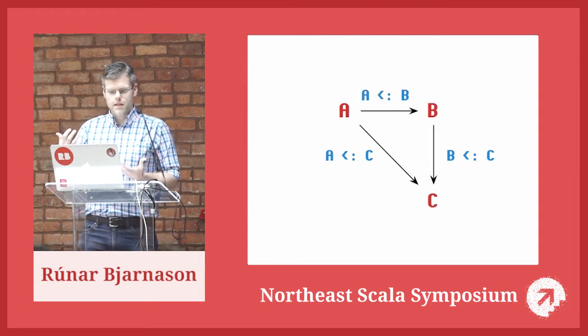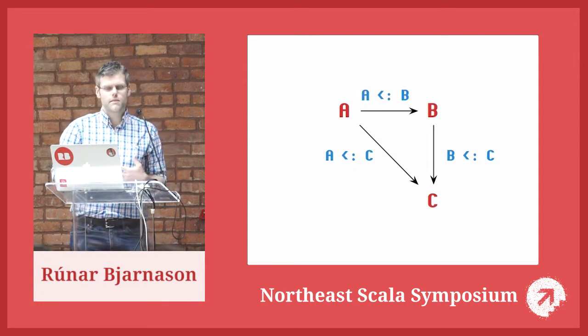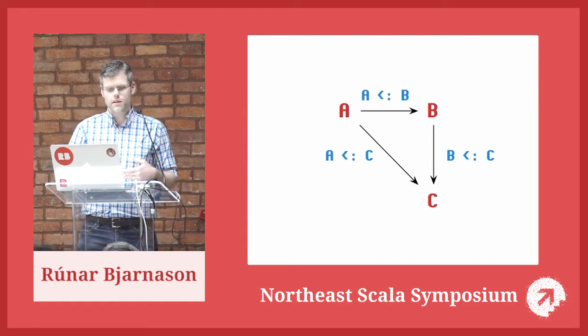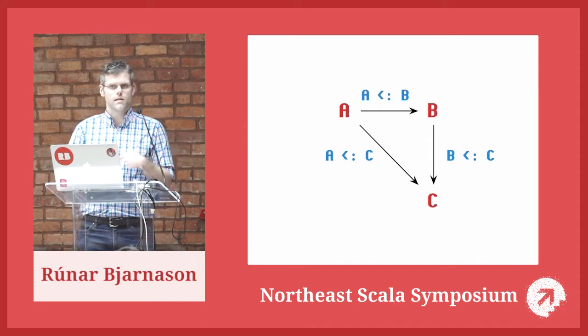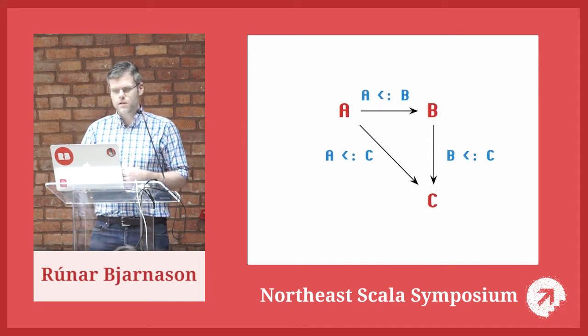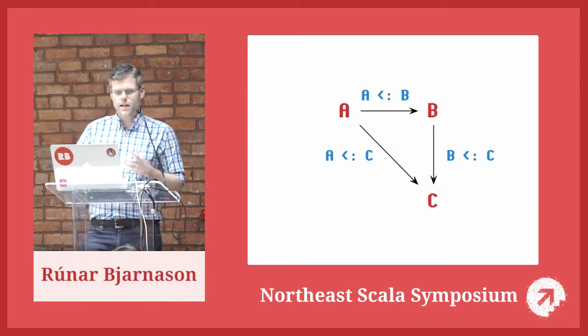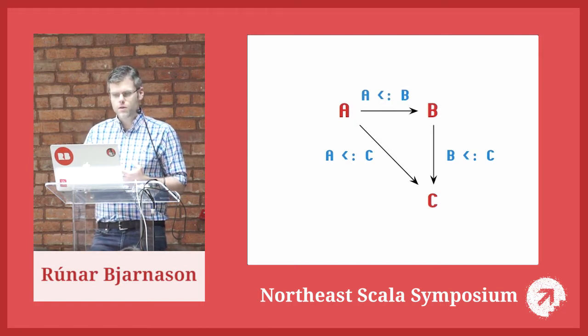And then if B is a subtype of C, there's an arrow from B to C. And then there's a composite arrow from A to C because A being a subtype of B and B being a subtype of C means that A is a subtype of C. So the subtype relationship is transitive. And this kind of category in general, that has these sort of sub-relationships or an ordering, is called a partially ordered set, or a poset.